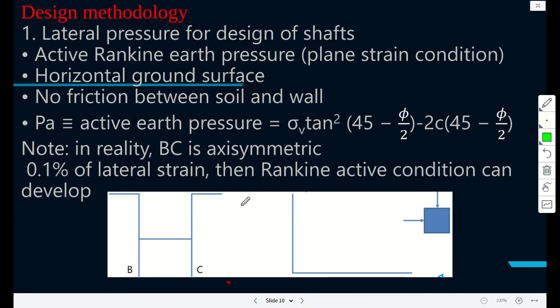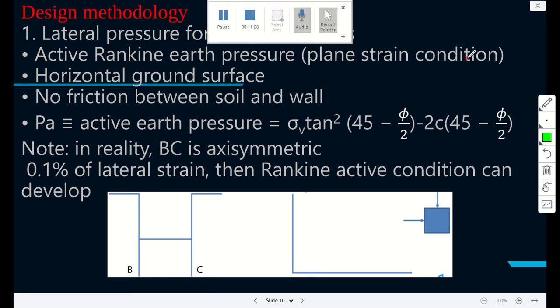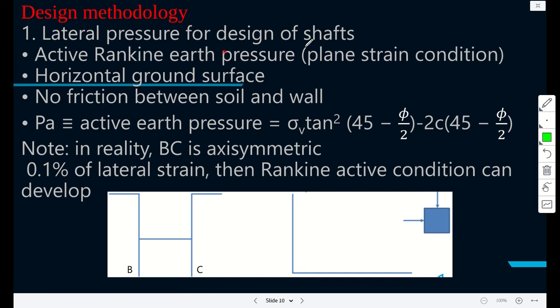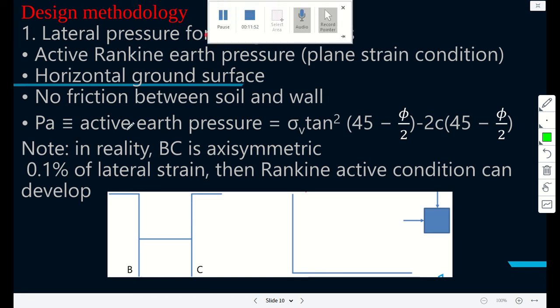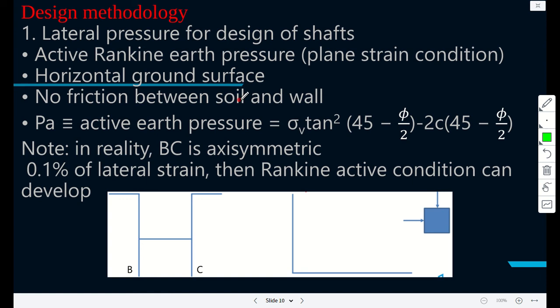So the design methodology, this is the reason why we said you need to remember the foundation engineering that you've done. We are basically talking about the lateral earth pressures for design of a shaft. So the active Rankine earth pressure, plane strain condition, we assume. What we are going to do here is very basic, so you have an idea. In reality, things are much more complex. So we assume a horizontal surface, no friction between the soil and the wall, and we are talking about the Rankine assumptions, which are much simpler.